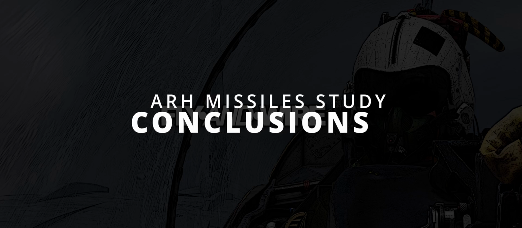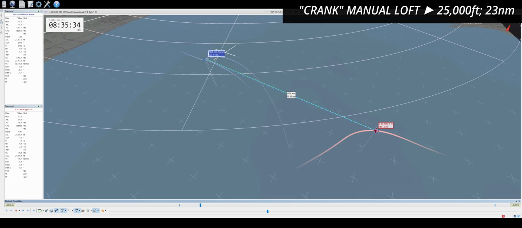Conclusions. The second part of the active radar homing missile study highlighted how the SD-10, generally considered in real life somewhat between the AIM-120B and the C-5, performs slightly better overall than the latter.